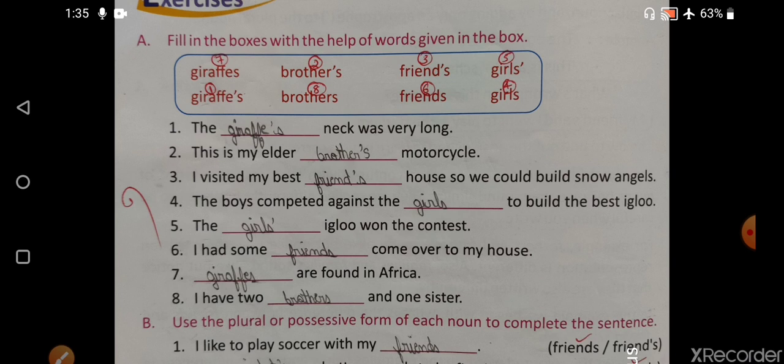I visited my elder friend's house so we could build snow angels. The boys competed against the girls. Now boys and girls, these are plural, girls, G-I-R-L-S. The girls' igloo won the contest. Here this word is actually a plural, right? But it is also showing possession. So in plural words, how do we put the apostrophe? We put it after S. I had some friends come over to my house. Giraffes are found in Africa. I have two brothers and one sister.